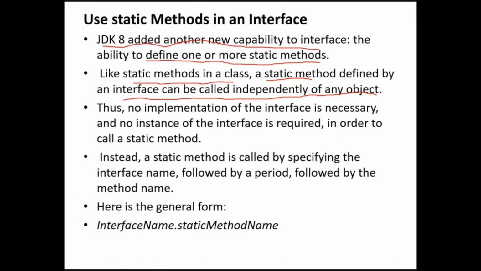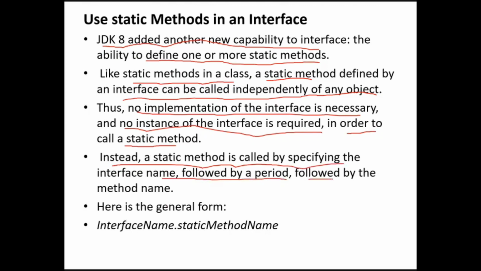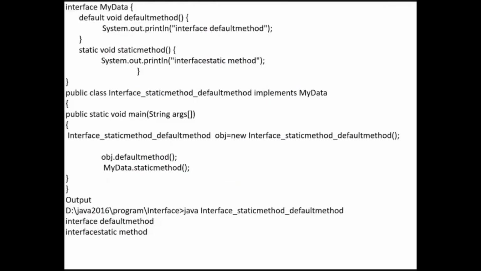Thus, no implementation of the interface is necessary and no instance of the interface is required in order to call a static method. Instead, a static method is called by specifying the interface name followed by a period followed by the method name. So we call it with the interface name, then the dot operator, and then the static method name. This is an example for an interface with a default method and a static method.